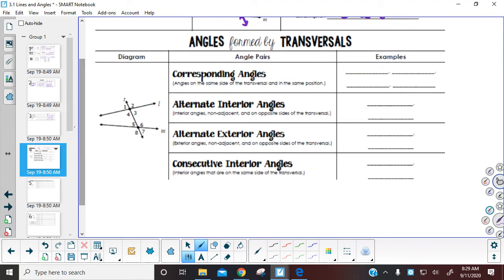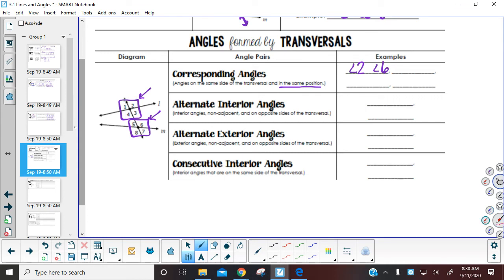Corresponding angles. When we look at corresponding angles, the key is that they lie in the same position. Okay, so they're angles on the same side of the transversal and in the same position. The way that I always encourage people to identify corresponding angles is if you draw a box around each intersection, they're the angles that lie in the same spot. So for example, angle 2 is in the upper right, angle 6 is in the upper right. So angle 2 and angle 6 are considered corresponding angles.